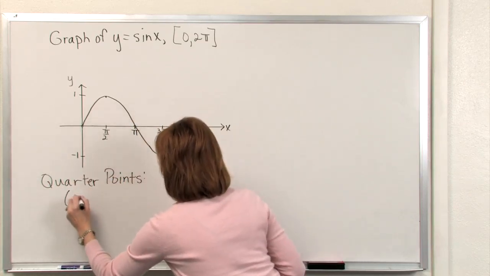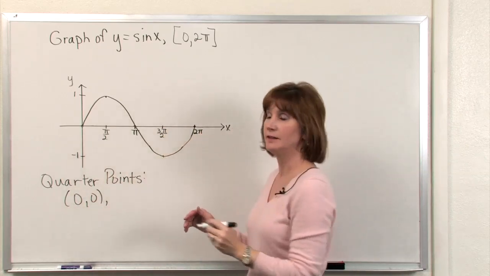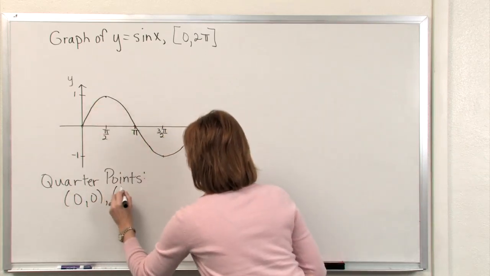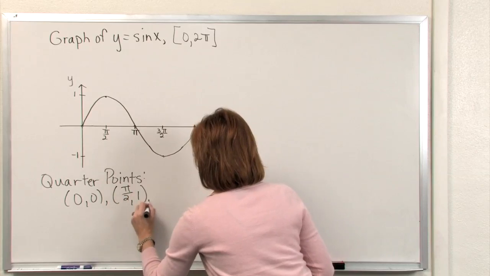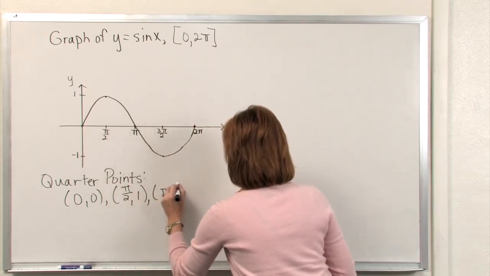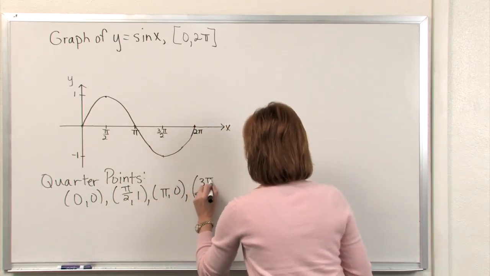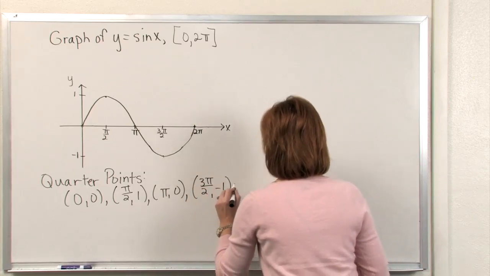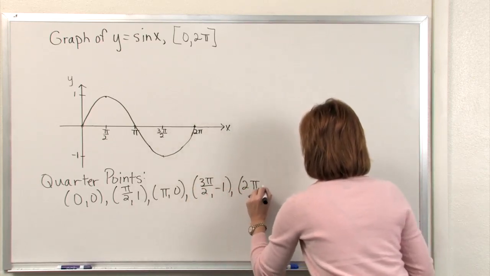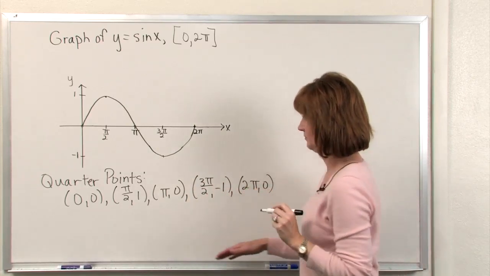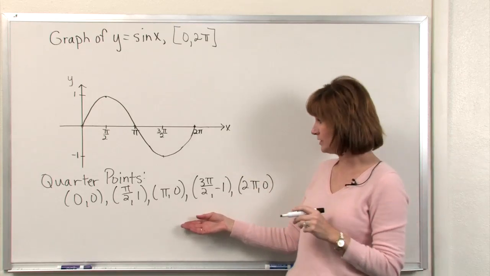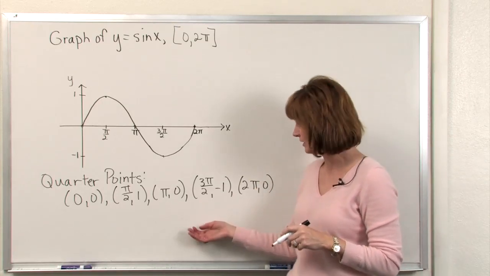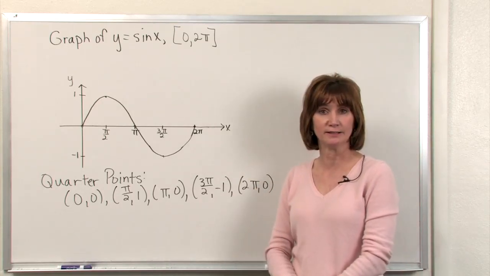The first one is the origin, 0, 0. The next one is pi over 2, 1. Then pi, 0, 3 pi over 2, negative 1, and 2 pi, 0. These are important points for you to know, so you should know these quarter points for the sine function so that you can graph it easily.